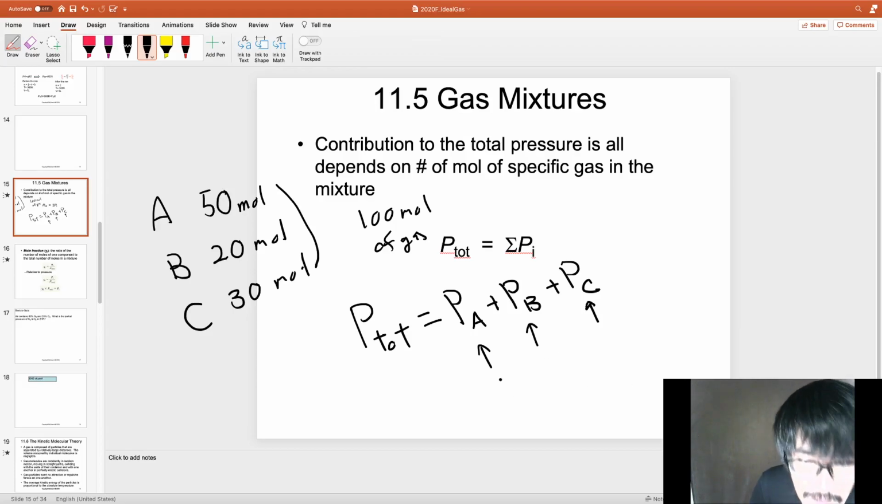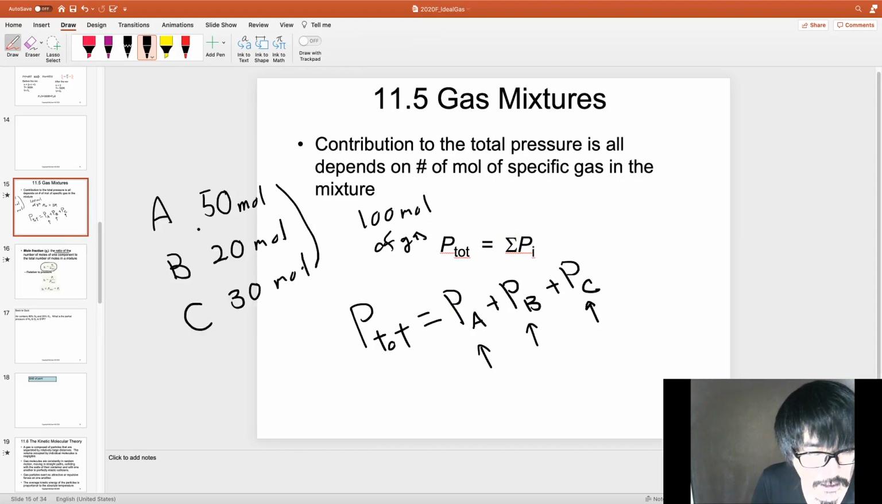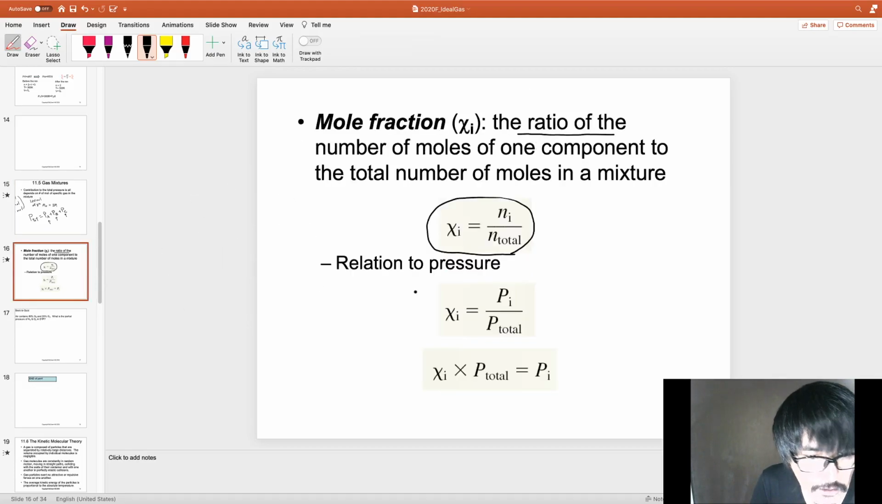So how do we get this partial pressure? To do that, we have to talk about mole fractions. The mole fraction is the ratio of the number of moles of one component to the total number of moles in the mixture. So it's basically this formula right here. In the previous example, let me go back to the previous slide. The mole fraction of A is equal to 50 divided by 100.